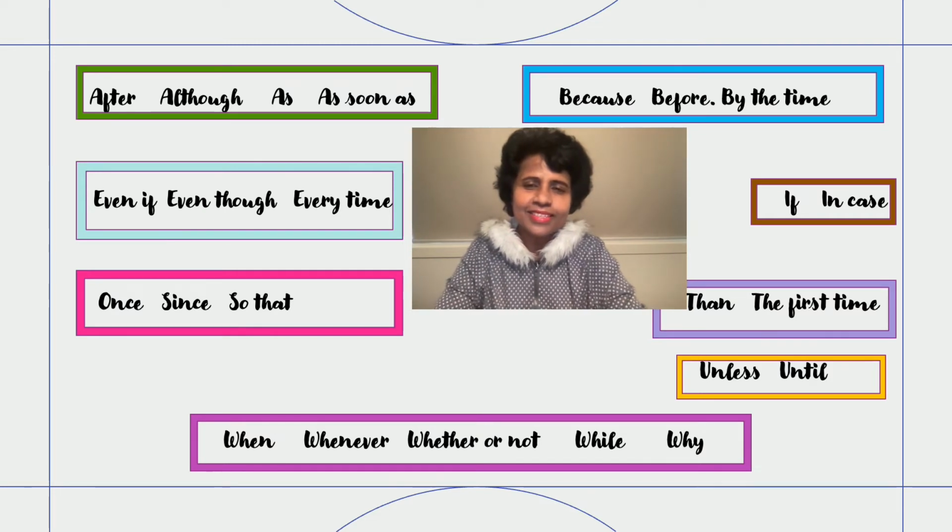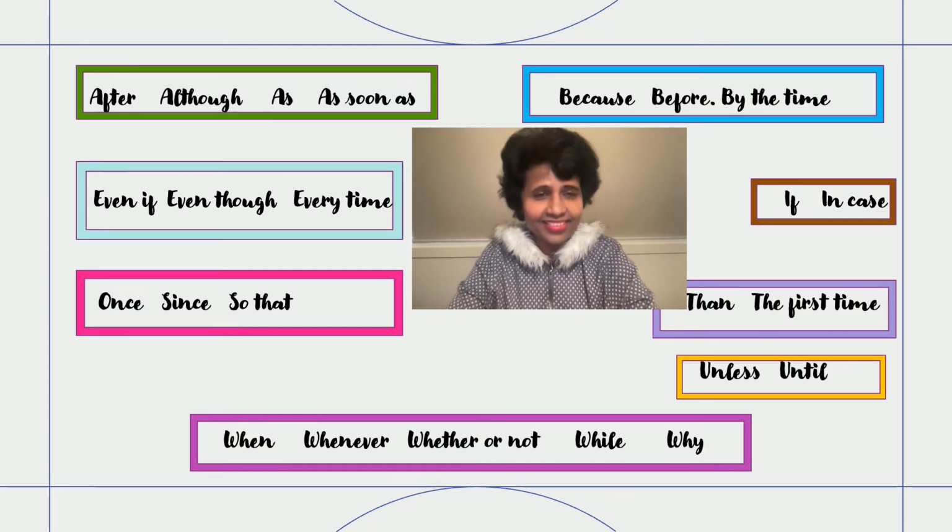Subordinating conjunctions used in complex sentences are after, although, as soon as, because, before, by the time, even if, even though, every time, if, in case, once, since, so that, than, the first time, unless, until, when, whenever, whether or not, while, and why.